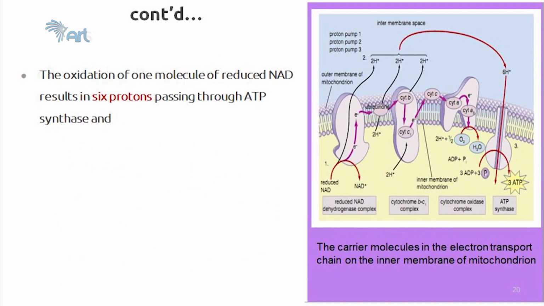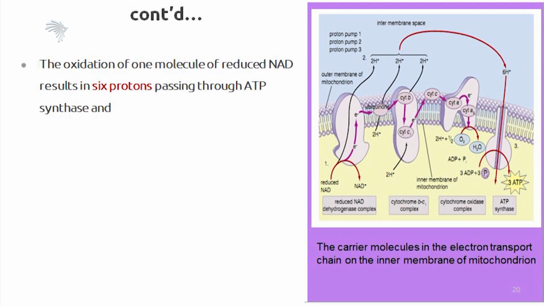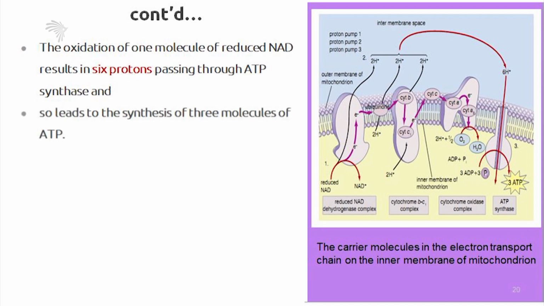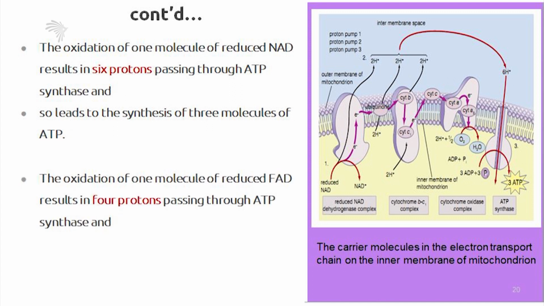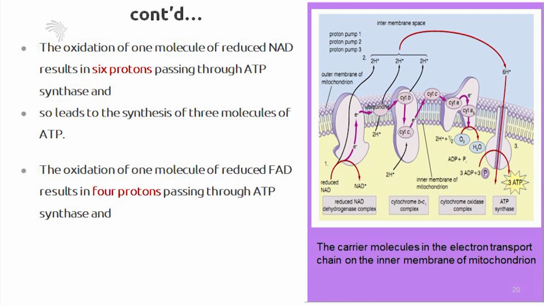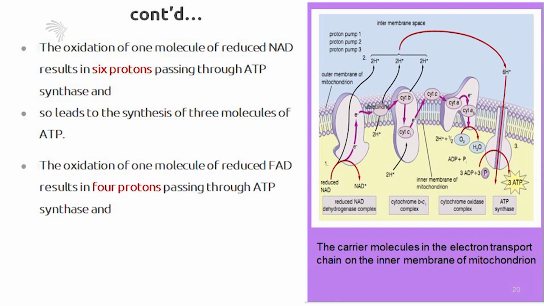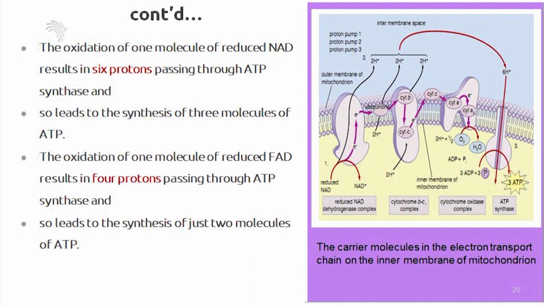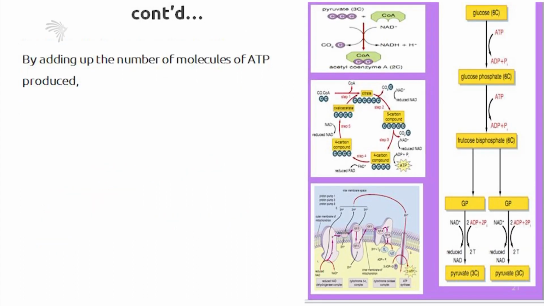The oxidation of one molecule of reduced NAD results in 6 protons passing through ATP synthase, and so leads to the synthesis of 3 molecules of ATP. The oxidation of one molecule of reduced FAD results in 4 protons passing through ATP synthase, and so leads to the synthesis of just 2 molecules of ATP. The number of molecules of ATP produced.